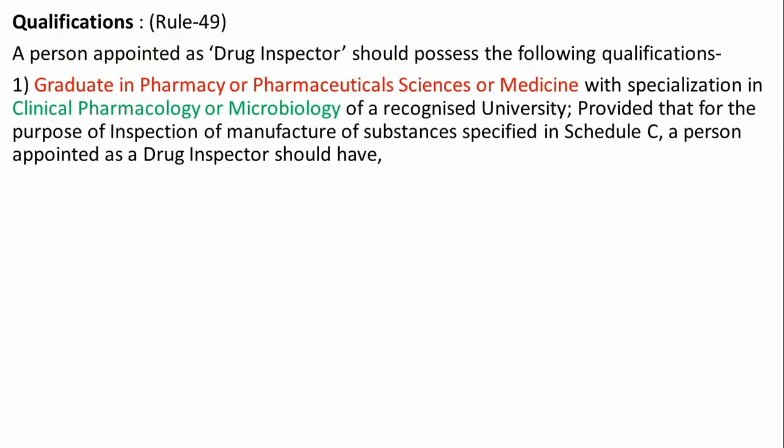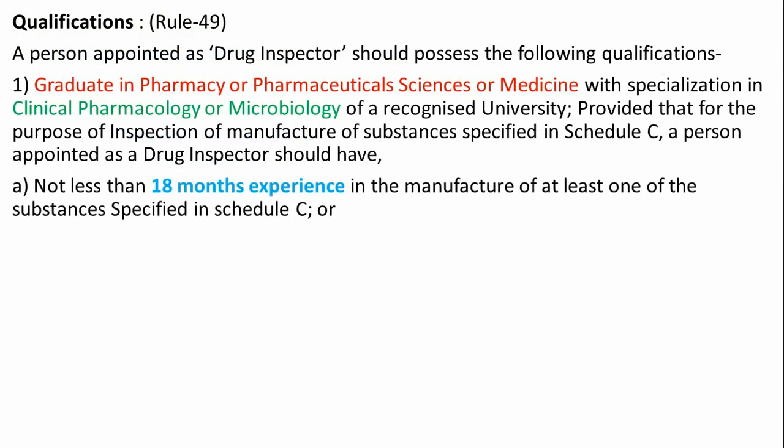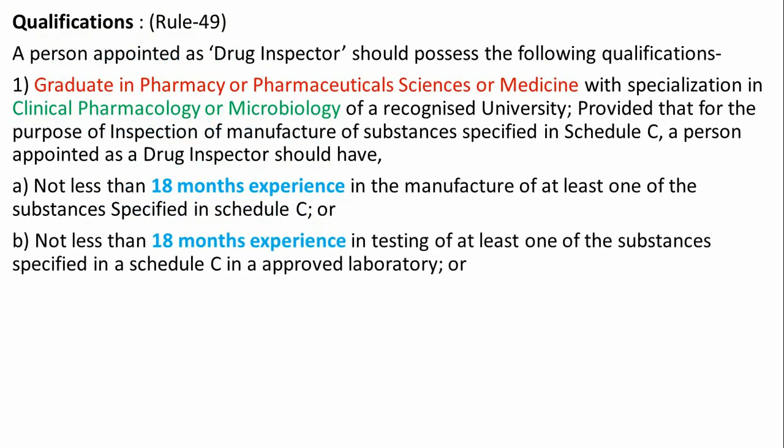Next, the qualifications. A person appointed as a drug inspector should possess the following qualification. First, he should be a graduate in pharmacy or pharmaceutical sciences or medicine with the specialization clinical pharmacology or microbiology. Then, not less than 18 months experience in the manufacture of at least one of the substances specified in Schedule C, or not less than 18 months experience in testing of at least one of the substances specified in Schedule C in an approved laboratory.